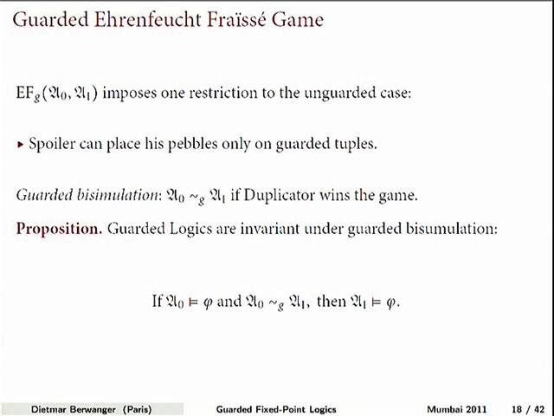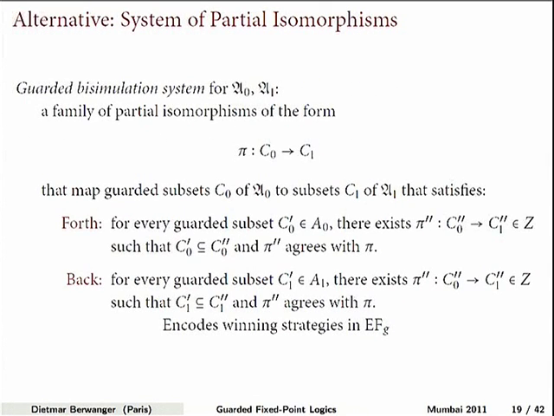If you have two structures on which the duplicator would win the Ehrenfeucht-Fraïssé game in this case, then for any formula, the model checking would work in the same way on the two structures. So this game would guarantee that the evaluation games don't distinguish the structures for any formula. Guarded logics are invariant under this type of bisimulation. You can also view it as a system of partial isomorphisms that you can extend back and forth. That's not very important.